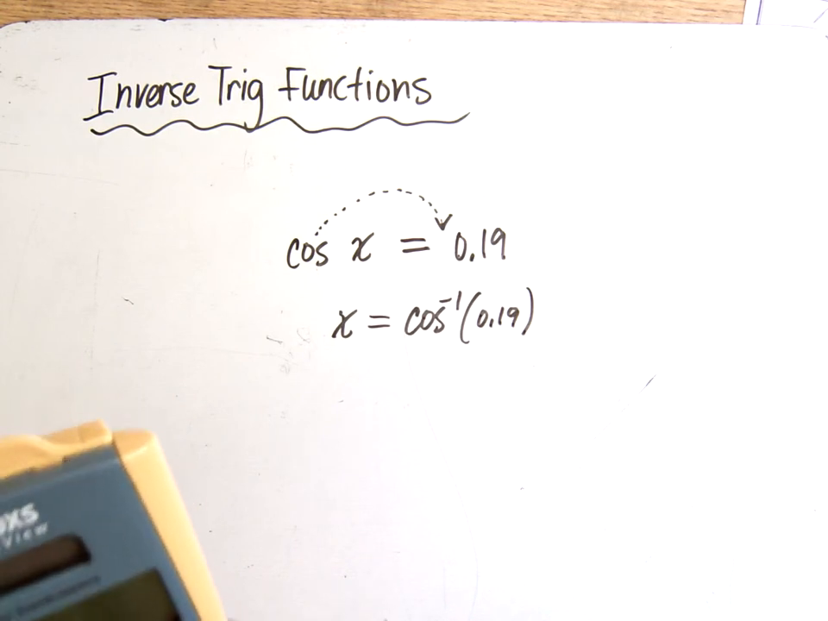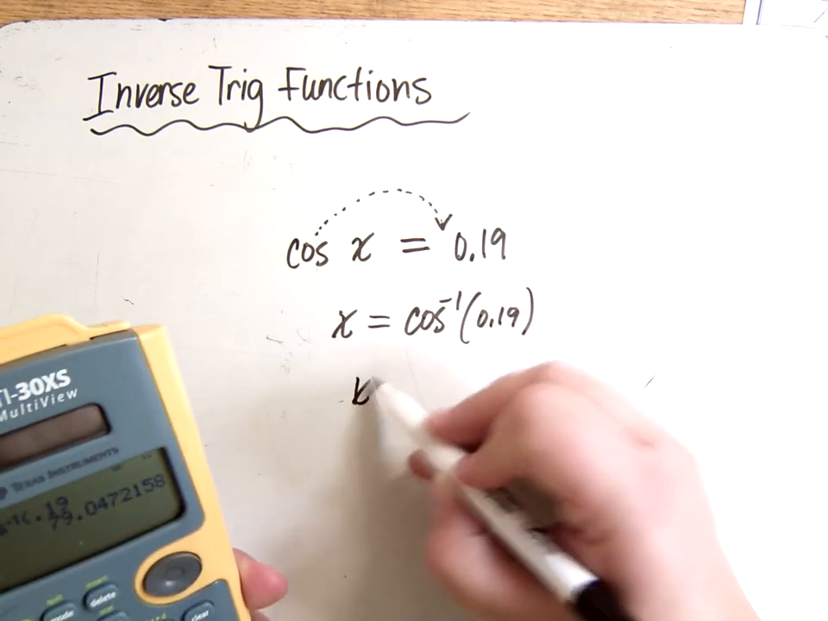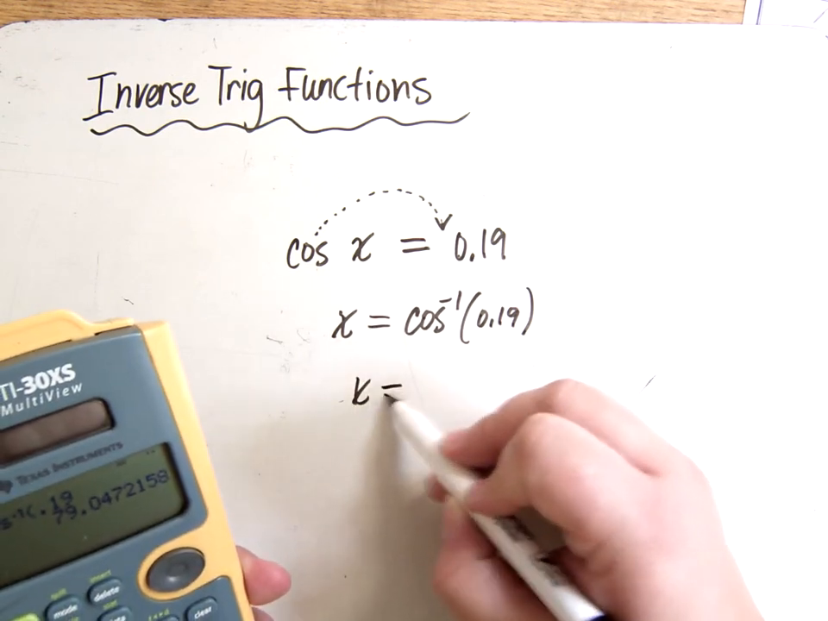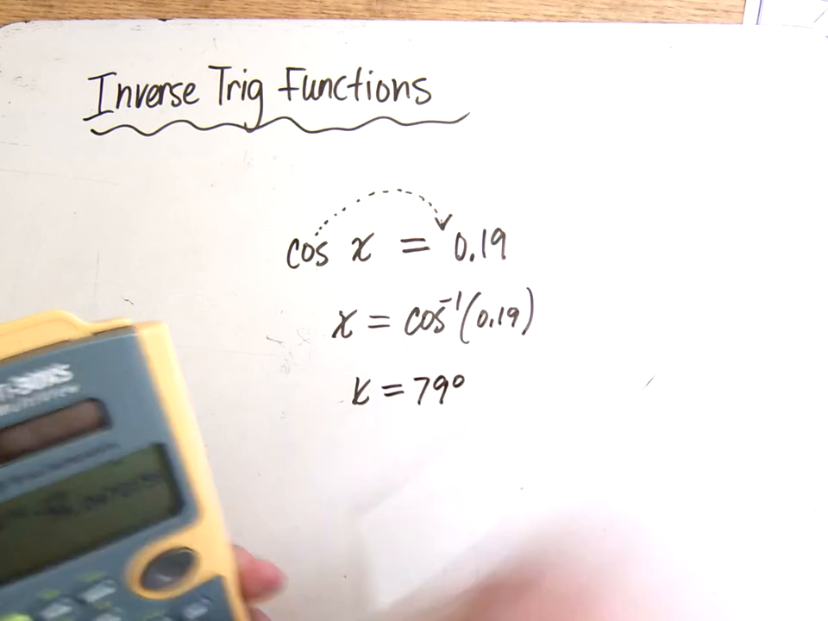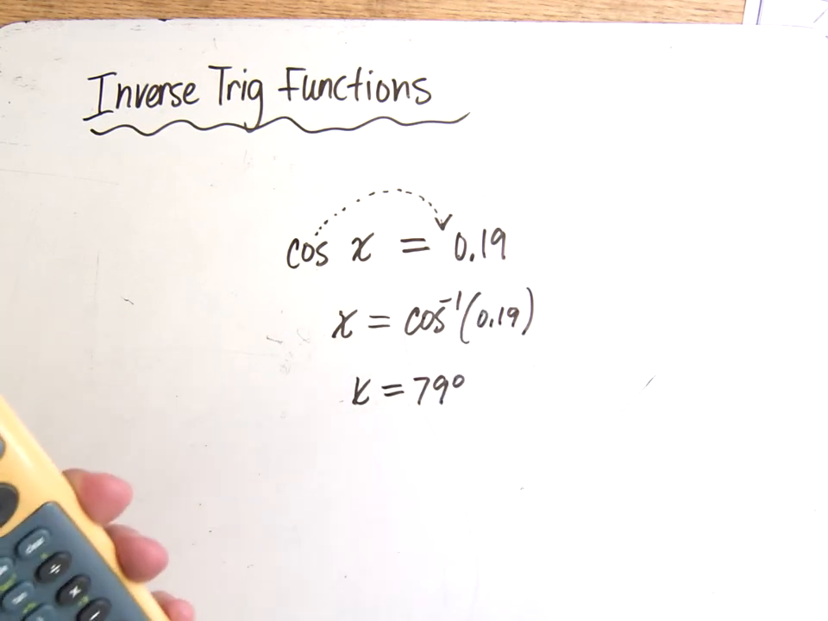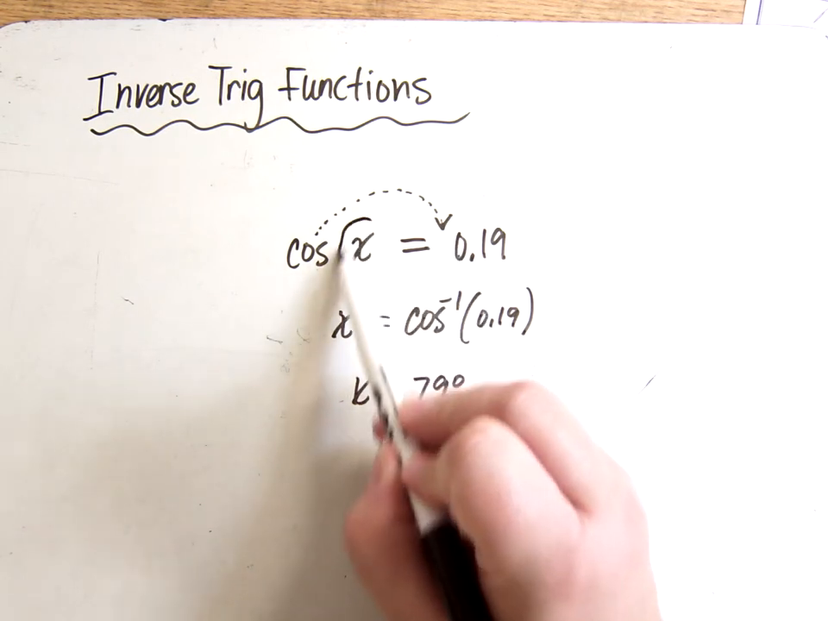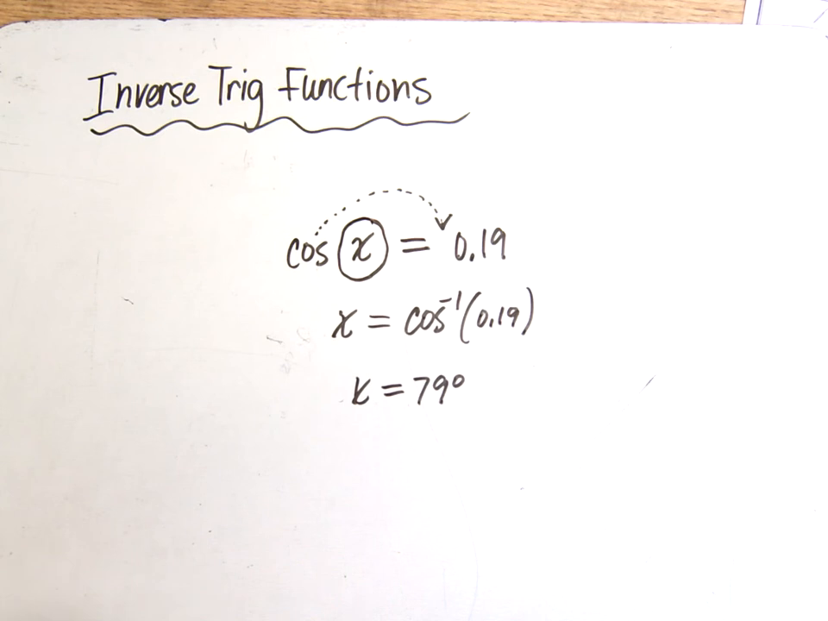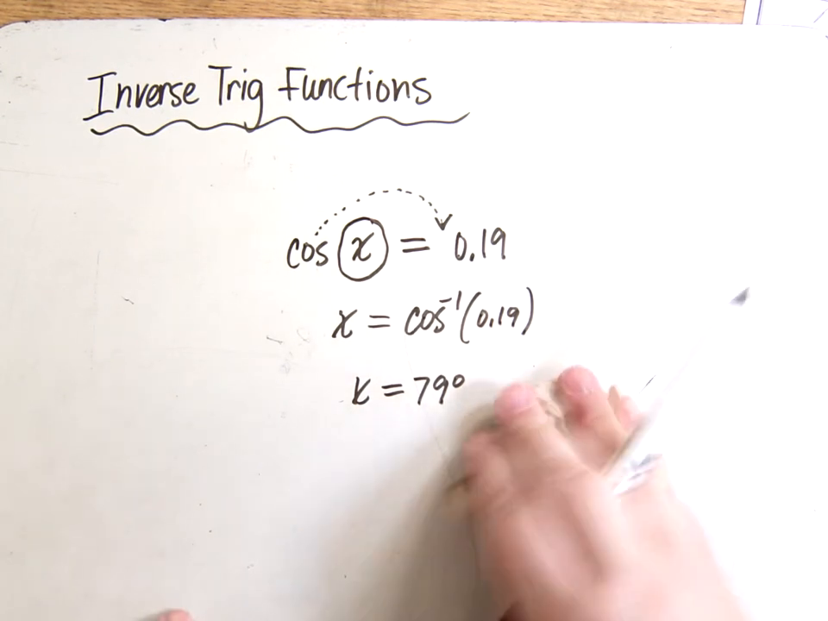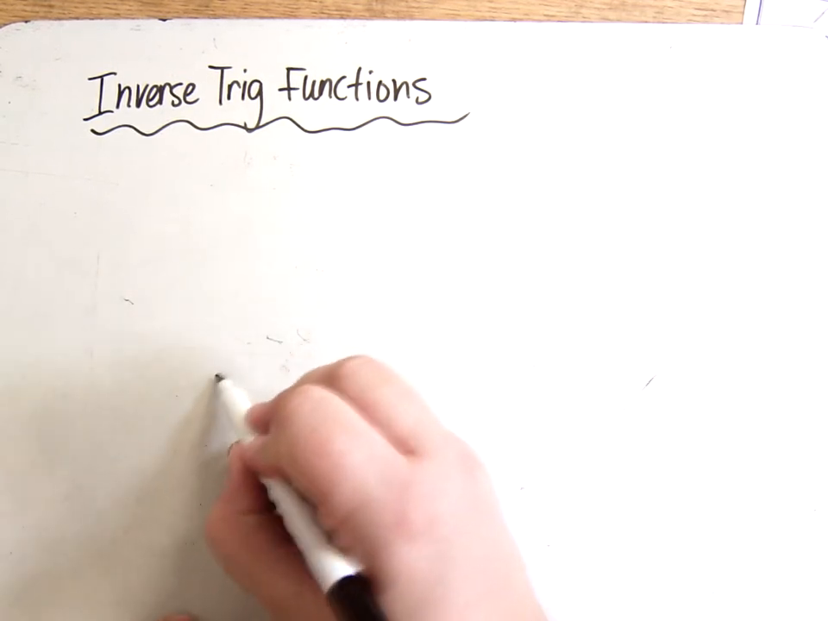So inverse cosine of 0.19 says that x is about 79 degrees. So what that means is the cosine of 79 degrees is about 0.19. So we can use this when the variable is right here next to the sine, cosine, or tangent, because we're trying to get the sine, cosine, or tangent unattached from that variable. So in context, we use it when we want to find the missing angle.